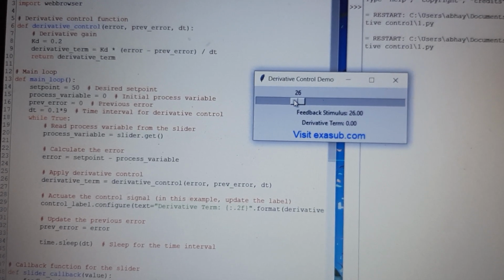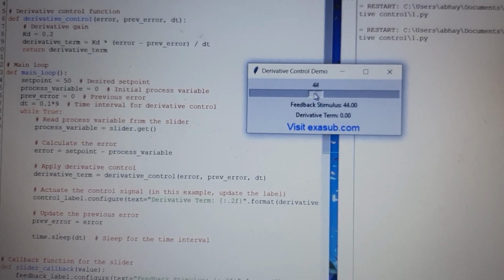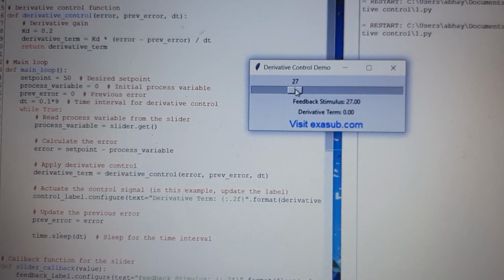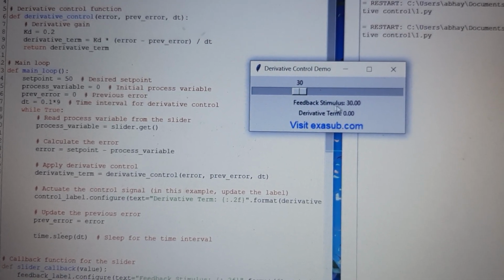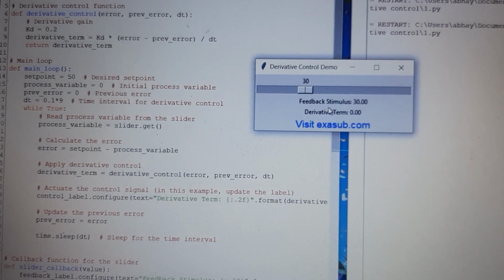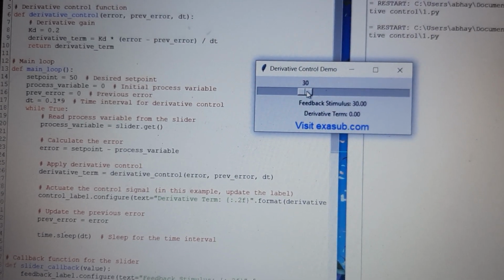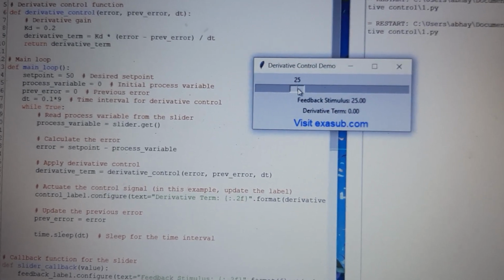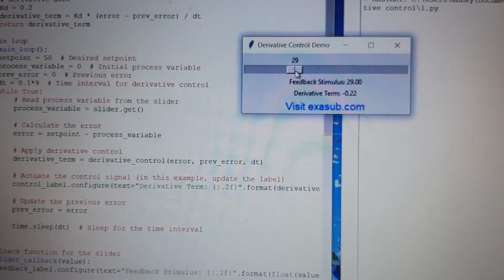In this case, the set point is 50. Like in integral control, it wants to be at 50, but here it wants to be at 27. So if I move it to the left of 27, it gives a negative derivative term, which wants to get back to 27. So if I move to 25 from 30, it wants to move to its initial place.